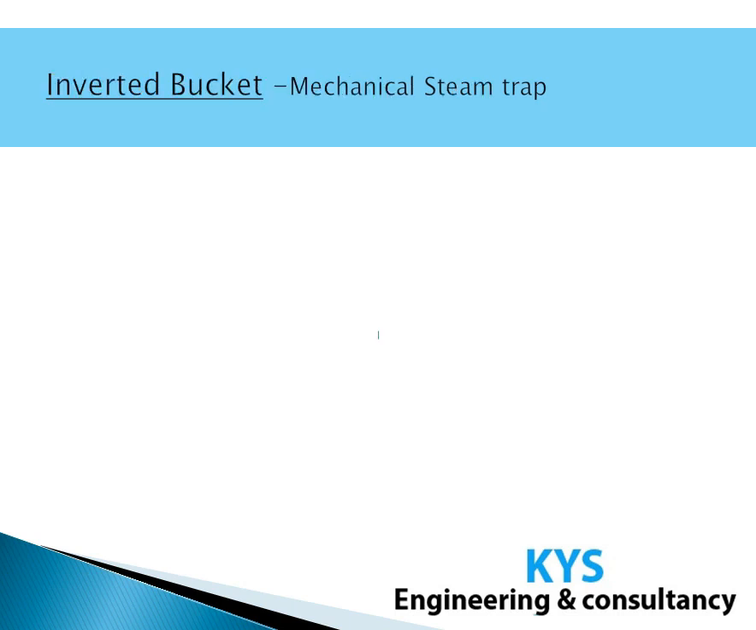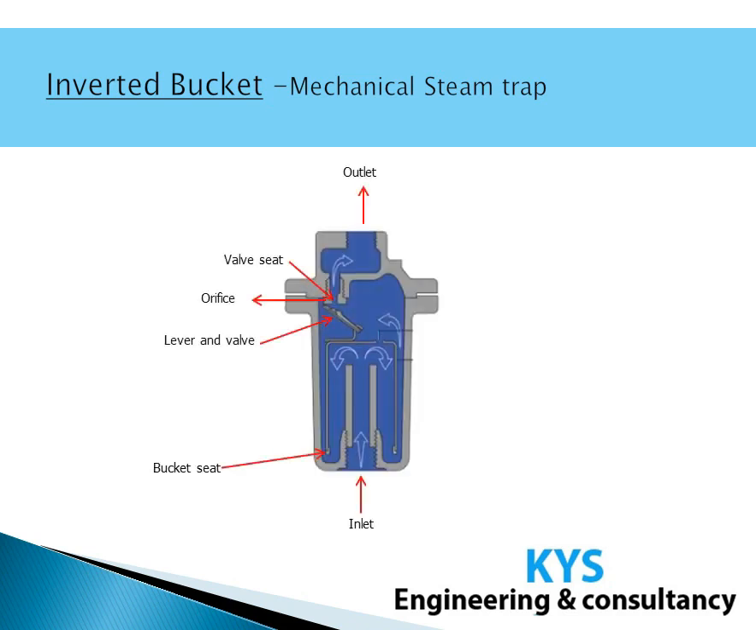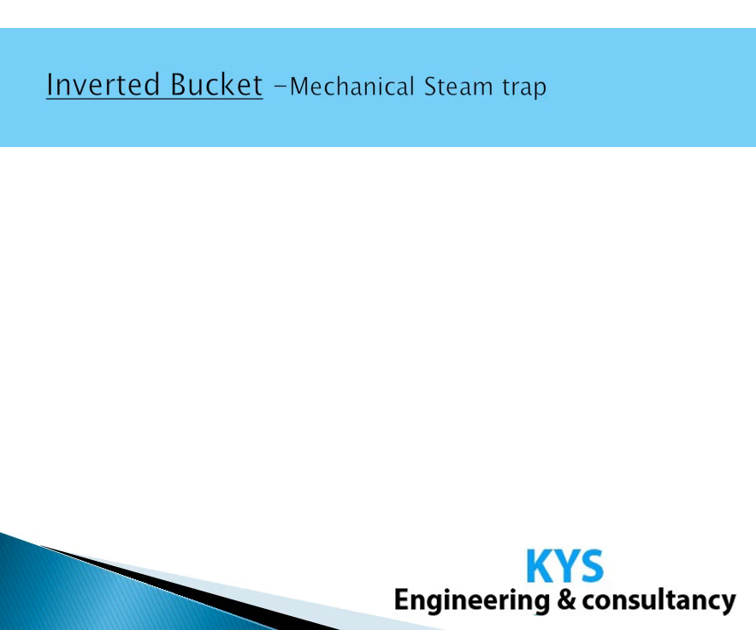Inverted bucket steam trap. In this, there is a bucket which is inverted. This bucket is attached to a valve through a lever. Movement of the bucket up and down closes and opens the valve. There is a small hole in the top of the bucket to allow air and non-condensable gases to pass through. Now let us see the working principle of the inverted bucket steam trap.